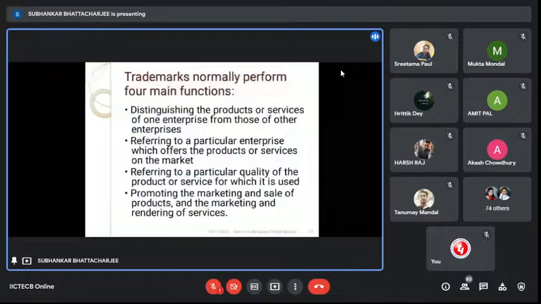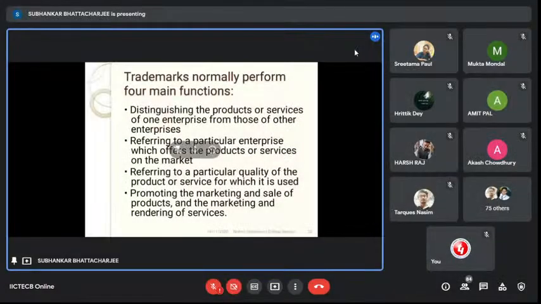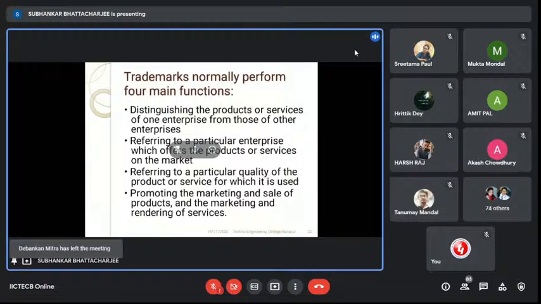Next, a trademark normally performs four main functions: to distinguish the product or services of one enterprise from those of other enterprises, referring to a particular enterprise which offers the product or services on the market, referring to a particular quality of the product or service for which it is used, and promoting the marketing and sale of the products and the rendering of services, right?